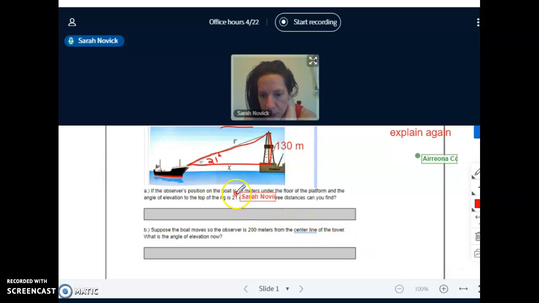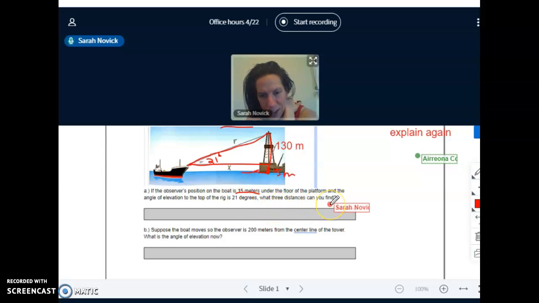Okay, so this 15 meters has to go somewhere. I think the observer is down here, right? He's 15 meters under the floor of the platform. So I think that means that down here is 15 meters, if that makes sense. Like if this is the floor, right, along here.